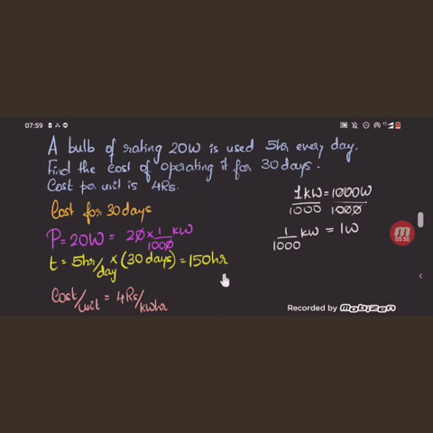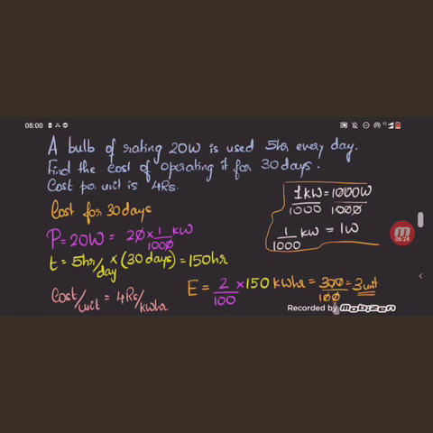So if you have not done this before, pause the video and now try it. Alright, let's do this. So the energy consumed would be in kilowatt hour, that will be 2 over 100 times 150 kilowatt hour. I'm directly writing the units here, kilowatt hour. And that's going to be, let's see, 2 times 150 is 300. So 300 divided by 100, that's going to be 3 kilowatt hour or 3 units.